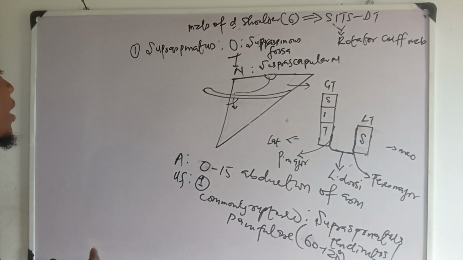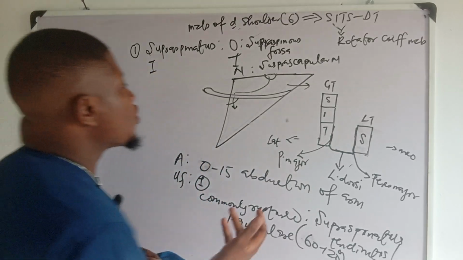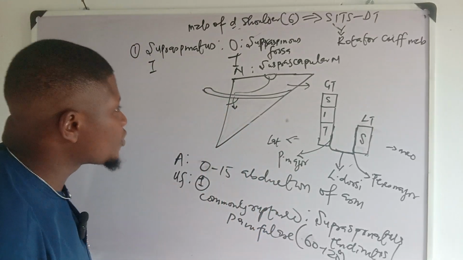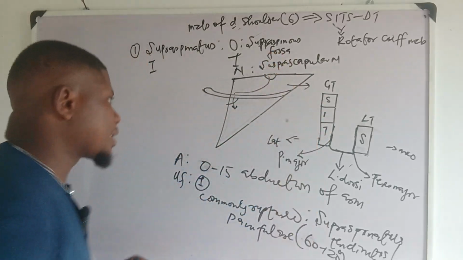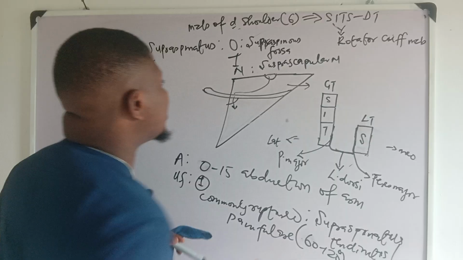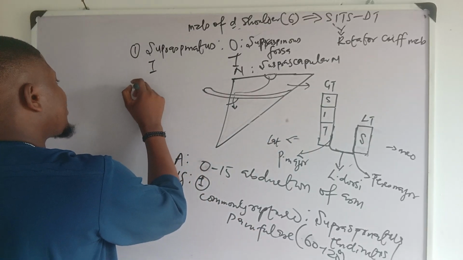Then let's talk about the second muscle, which is infraspinatus. You already know the origin. The origin is the infraspinous fossa. Insertion is the middle aspect of the greater tubercle. Nerve supply is the suprascapular nerve. Action is, number one, action of infraspinatus.